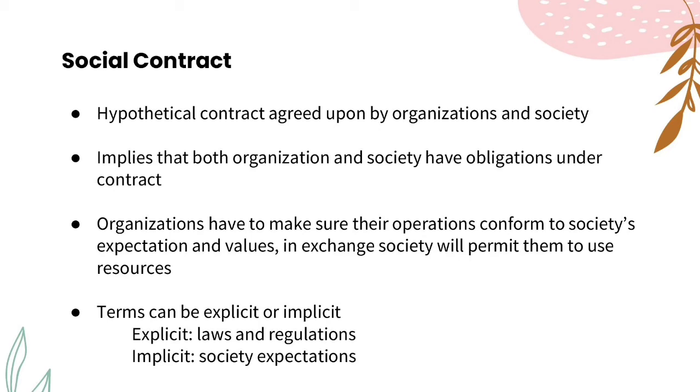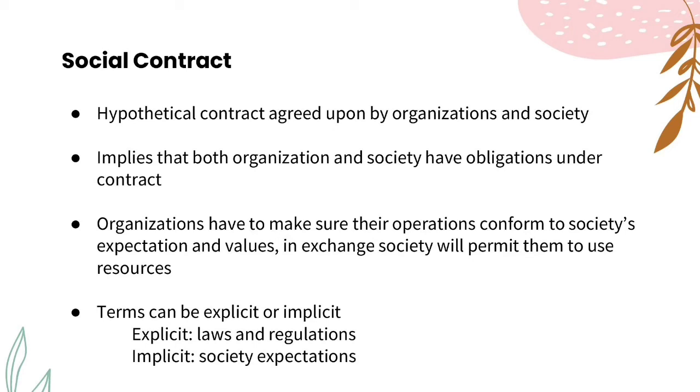So what is the social contract? Okay, the social contract is a hypothetical contract that is agreed upon by the organization and society. So it means that it is not a real contract, and there is no black and white in this contract. But we can look at the social contract as an understanding between the organization and also society in terms of what they have to do for each other and in terms of their commitments toward each other. So we can say that in this social contract, both organizations and the society itself have certain obligations that they have to fulfill.